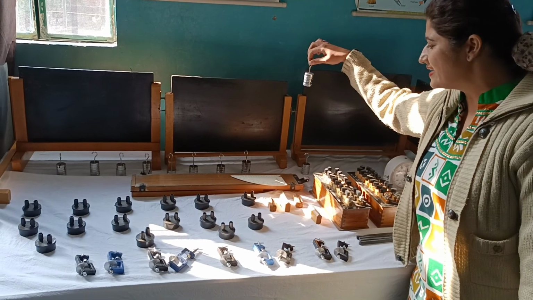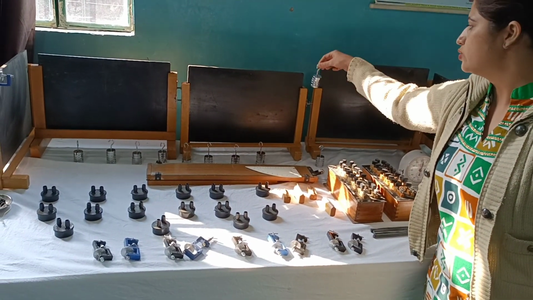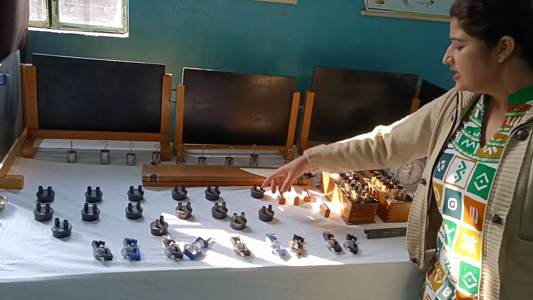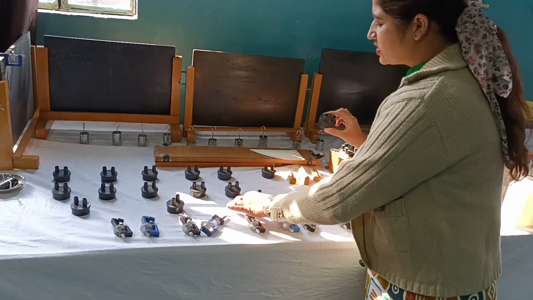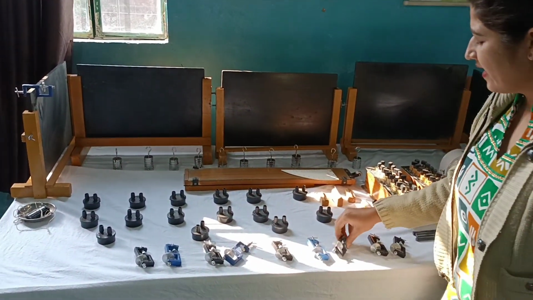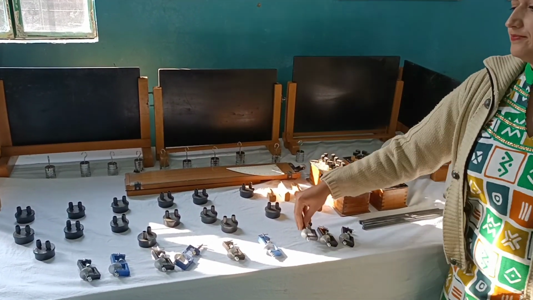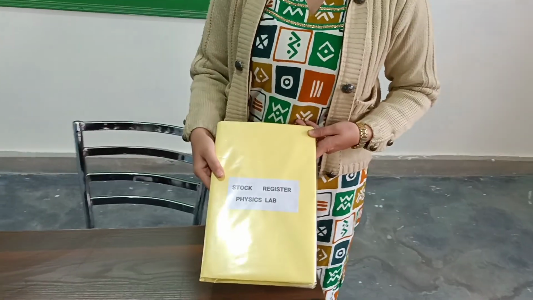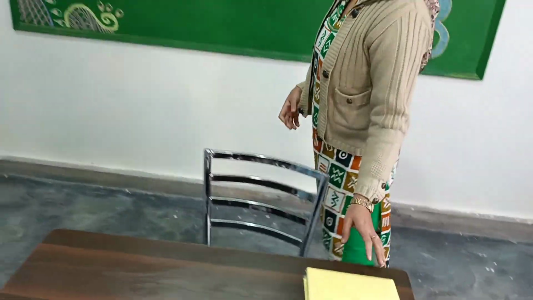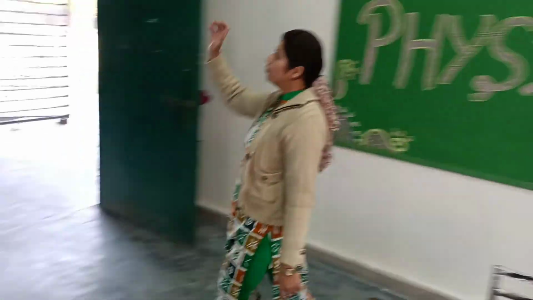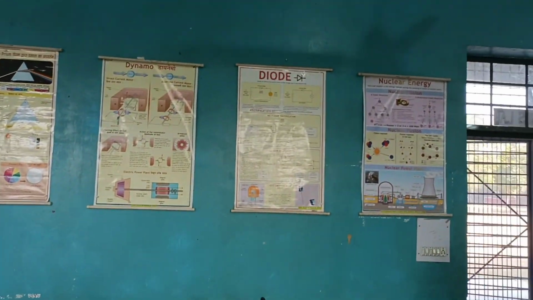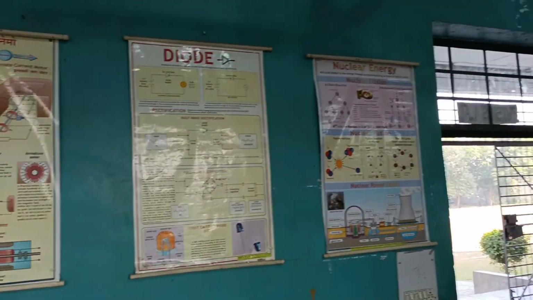These are the hangers with slotted weights which are used in the parallelogram apparatus. These are the resistances of fixed values 2 ohm, 3 ohm, and this is a pulley. Now we have a well equipped stock register, and moreover we have charts which effectively explain the physics topics.